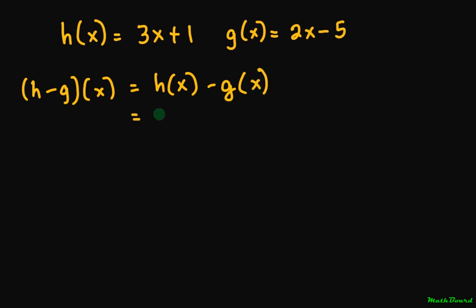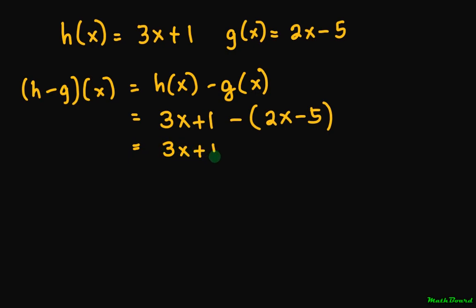And our h of x is 3x plus 1 minus g of x, we put parenthesis first, 2x minus 5. So 3x plus 1 minus 2x minus 5. Then we distribute the negative sign. Negative times 2x is negative 2x. Then negative times negative 5, positive 5. Combine like terms, so 3x minus 2x is x. 1 plus 5, 6. So this is the difference of the two functions.